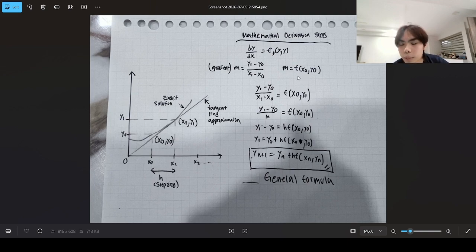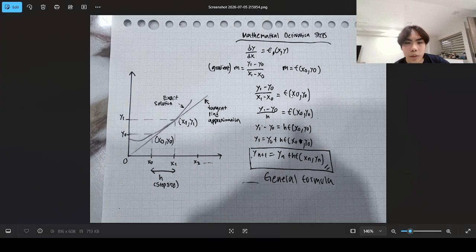Now let's look at the algebraic derivation steps. The slope of our straight approximation line, which we call m, or the gradient, is calculated along the basic formula rise over run. So that's y1 minus y0 over x1 minus x0. And from calculus, we know that the actual derivative dy over dx represents the slope of the curve at any point, defined as a function f(x, y). So at our starting point, the slope is exactly f(x0, y0).